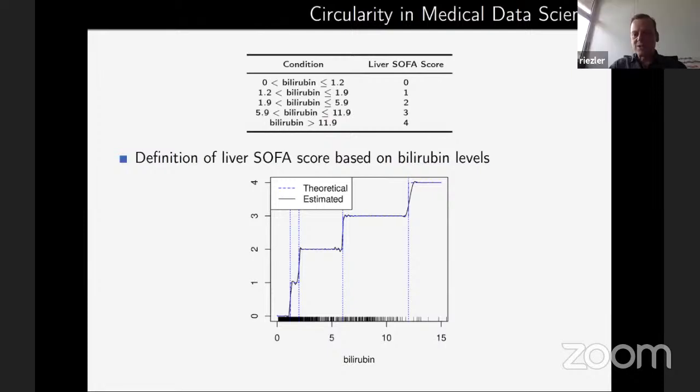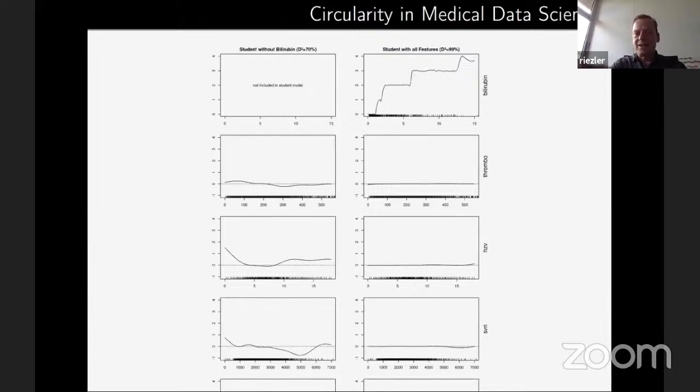You will see that in the right column, again, we include the bilirubin measure. On the topmost right panel, we see that we can reconstruct the target function, and all the other features, thrombocytes, HCV, and all other measurements which contribute to the SOFA score, are all gone.